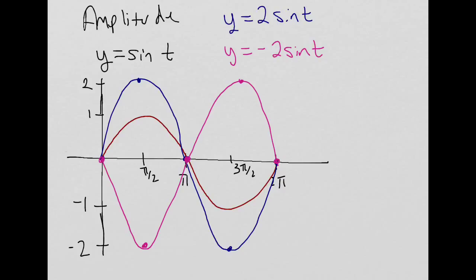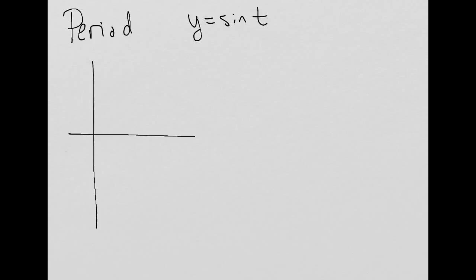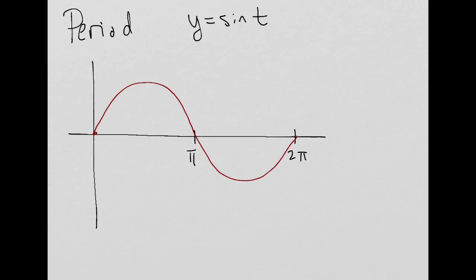Another thing I can change is the period. Now, if y was equal to sine of t, we've talked about this a lot, we've seen it in all the graphs, the period is 2 pi. So, put 1 up here, negative 1 down here. Everything repeats every 2 pi.